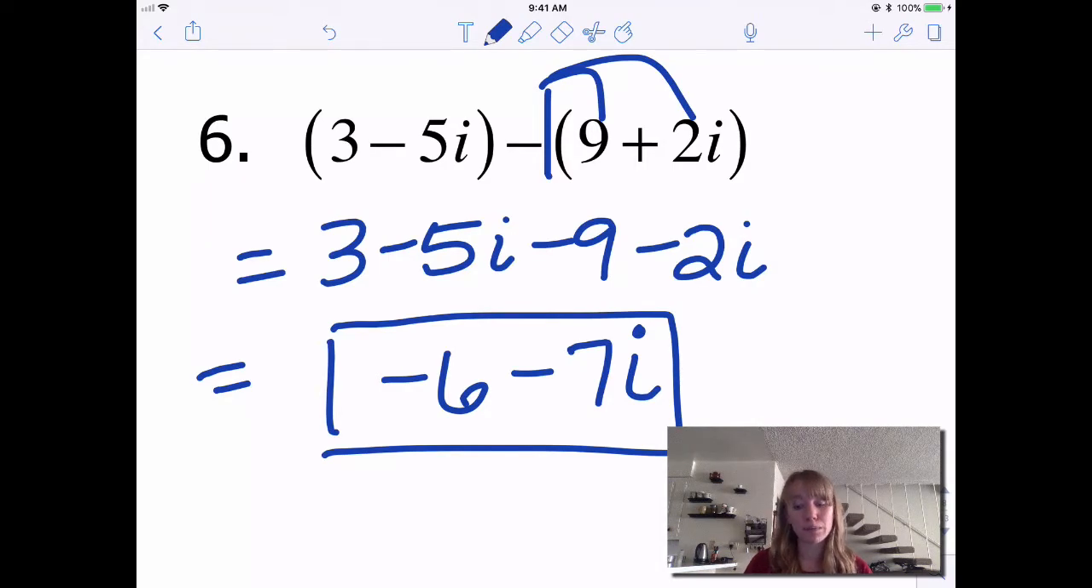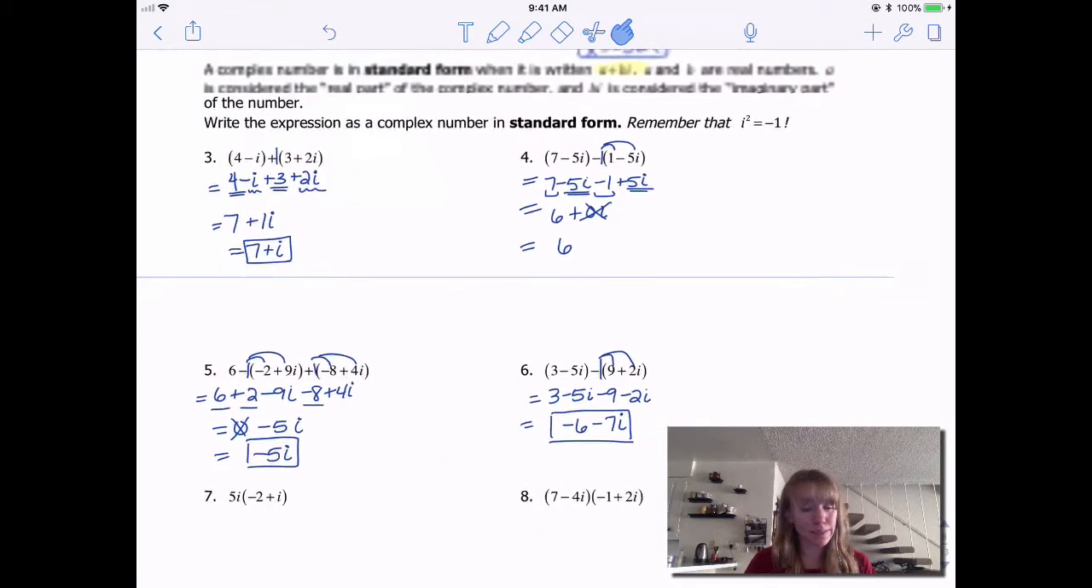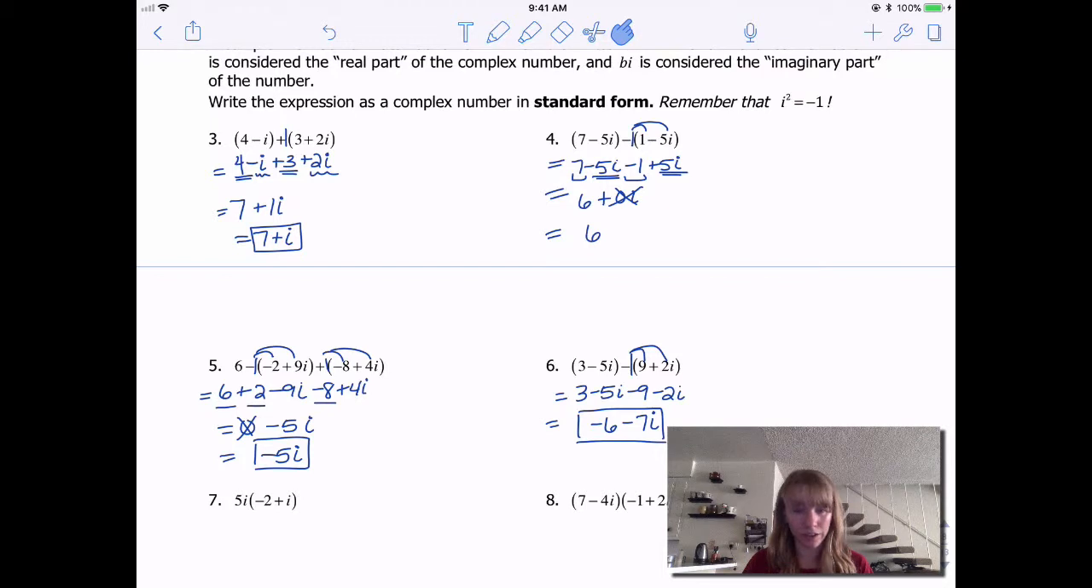One thing that I want you to double check and make sure you got on number 6 is that your real part is first and your imaginary part is second. So you should get -6 minus 7i. That's adding and subtracting. So again, combining like terms. If it doesn't look familiar, go back and watch the old video on adding and subtracting polynomials.